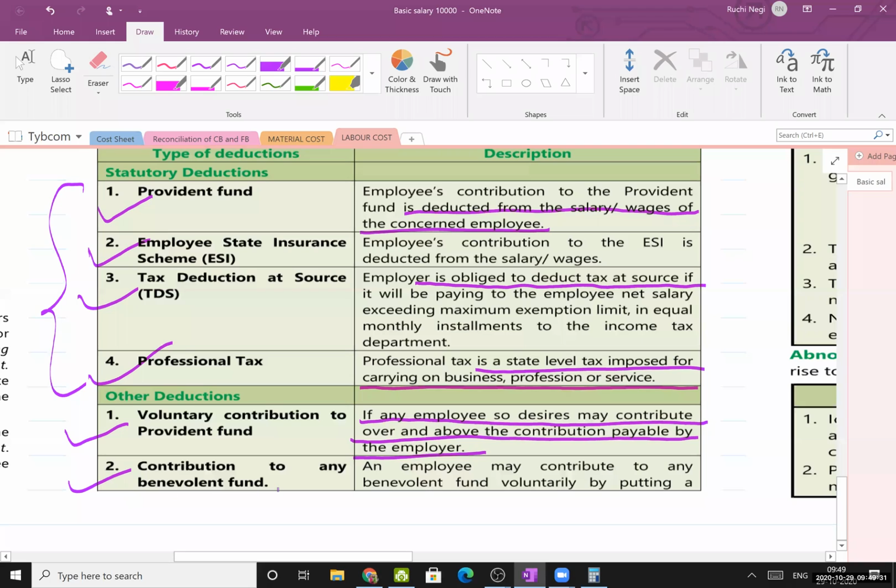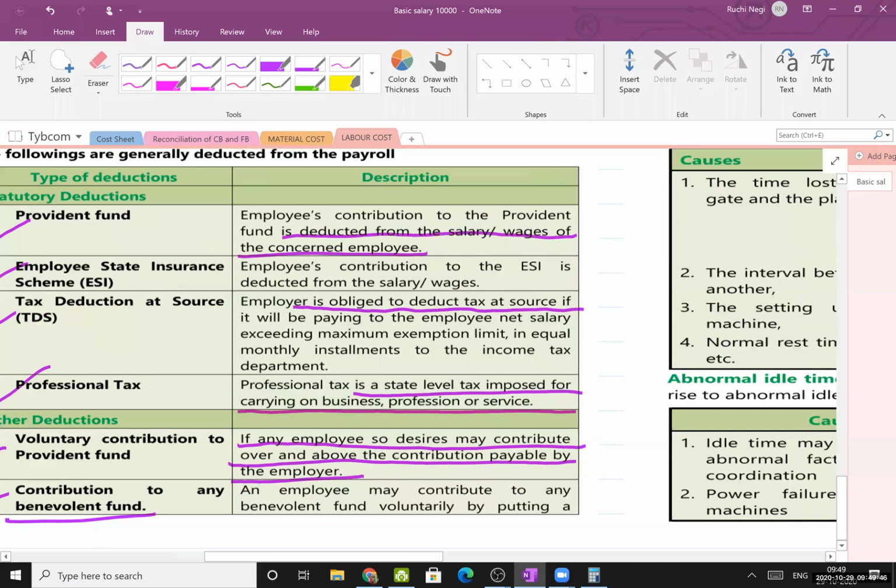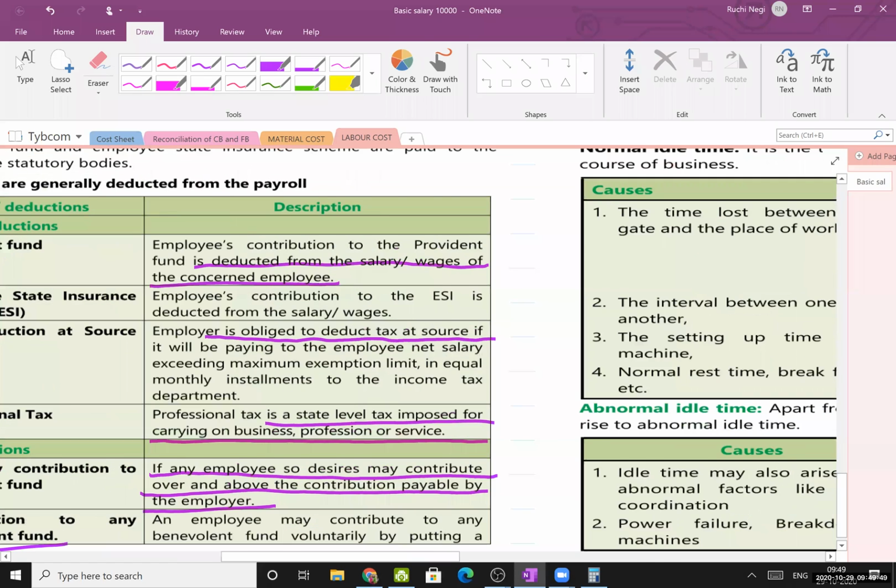Contribution to any benevolent fund, any fund created by the organization, जैसे cooperative societies होता है, तो हर महीने उधर पैसे कटते हैं, तो ये वॉलेंट्री होता है, सबके लिए कंपल्सरी नहीं होता, तुम्हारी इच्छा है तुम डिडक्शन करवा सकते हो। ओके, बट ऊपर के 4 दे आर स्टैट्यूटरी डिडक्शंस। Am I clear?